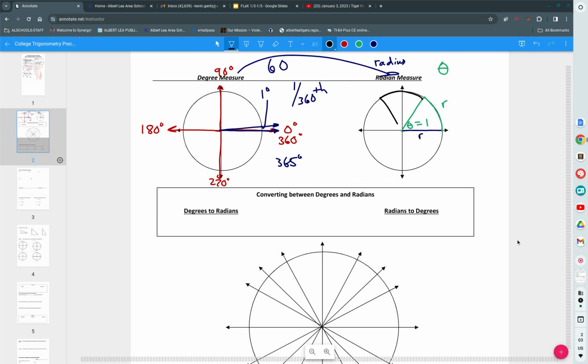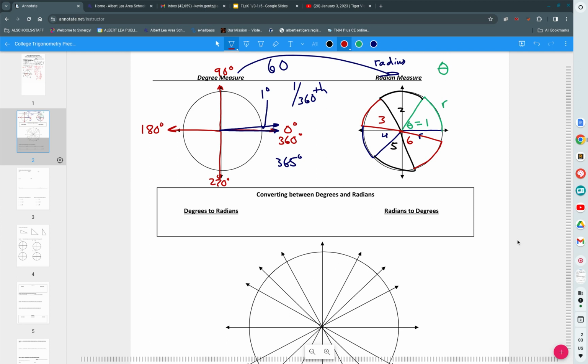Okay, this would be 2 radians. This would be 3. 6.28-ish. That would be 4. That would be 5. And that would be 6. There are, in fact, just more than 6 that fit in 360 degrees.